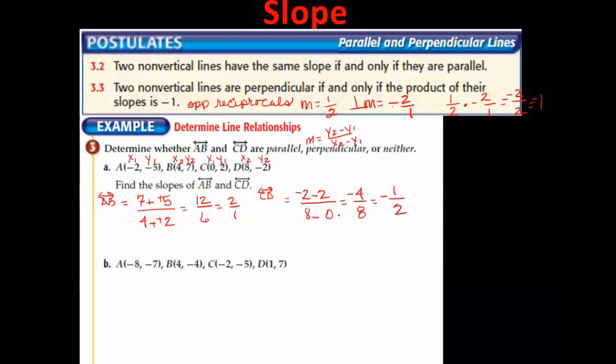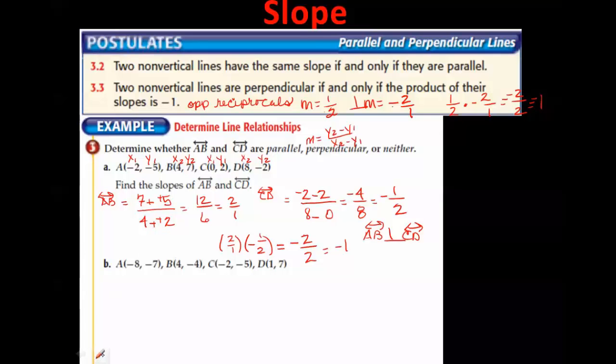Well, I can tell they're not the same, so now I'm going to test to see if they're perpendicular. If I take 2 over 1 and multiply it by negative 1 over 2, I'm going to get a negative, because a negative and a positive make a negative. 2 times 1 is 2, 1 times 2 is 2, and that reduces to negative 1. So line AB is perpendicular to line CD. That's exactly how that works.